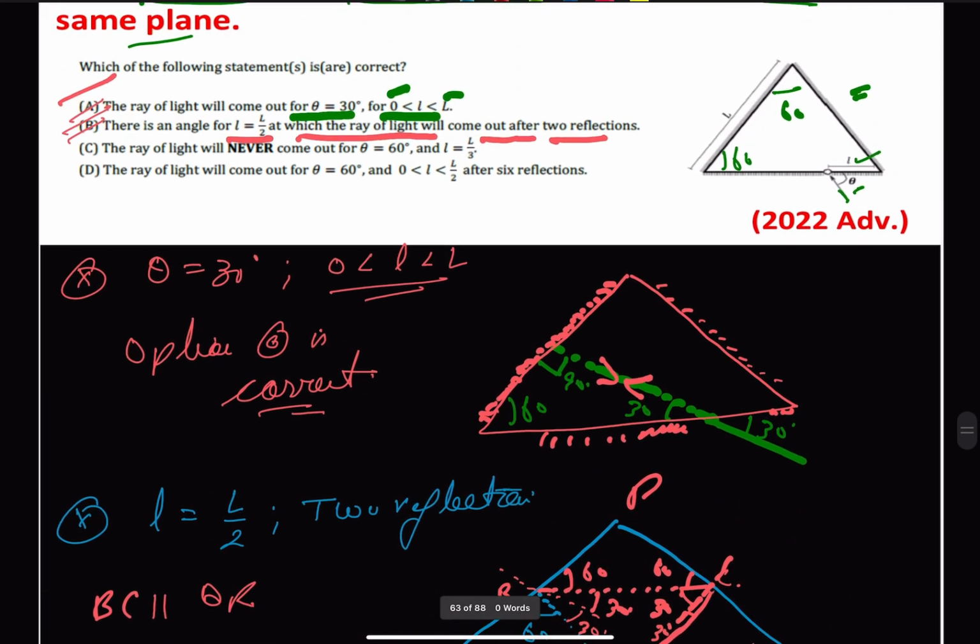And he says that it will never come out. So option C is incorrect. It comes out after 5 reflections. And we come to the last part, and it states that if theta is equal to 60 and this our small l lies between L by 2 and 0.